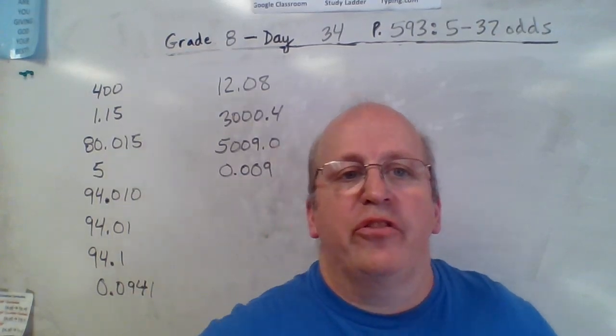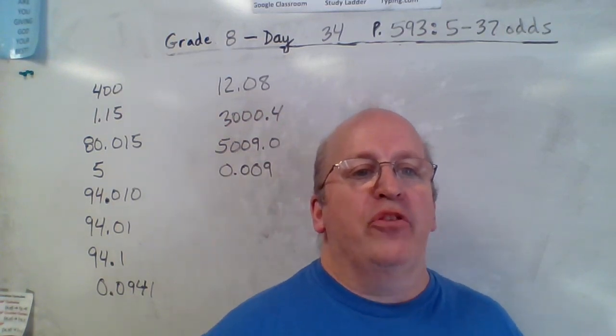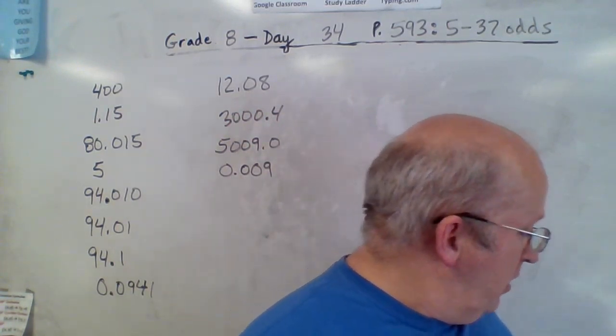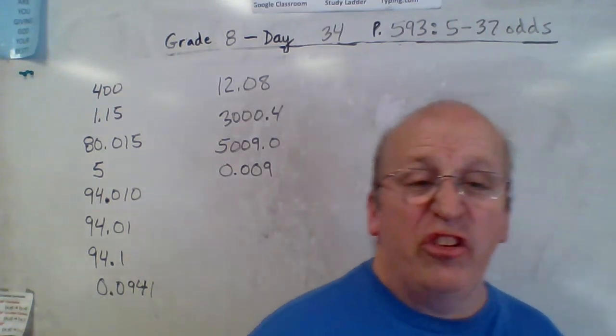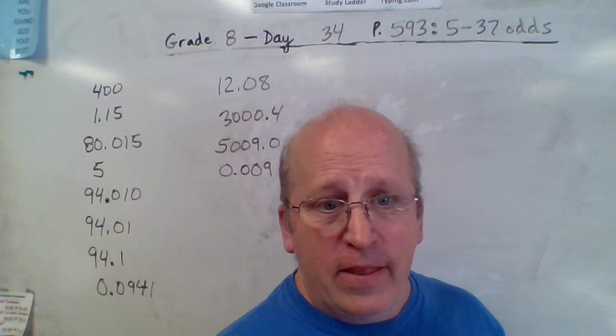Hi, grade 8. This is day 34, page 593, numbers 5 through 37, the odds. Today's lesson is about precision and significant digits. There's a lot in this text.